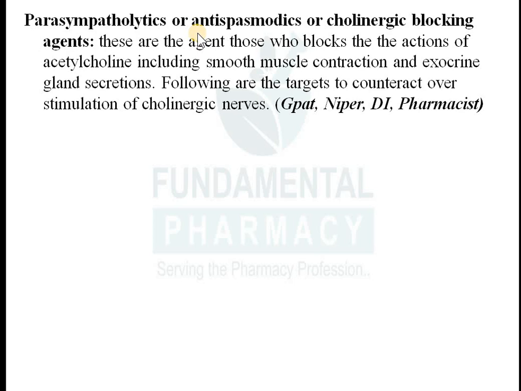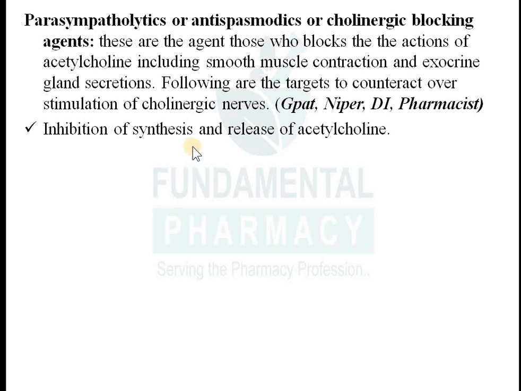Parasympatholytic drugs or parasympatholytics are mostly known as anti-muscarinic or anti-spasmodic or cholinergic blocking agents. These are the agents that block the actions of acetylcholine on the smooth muscles, then exocrine glands, secretions and all that. Following are the targets to counteract overstimulation of cholinergic nerves. If there is too much acetylcholine, what can we do?